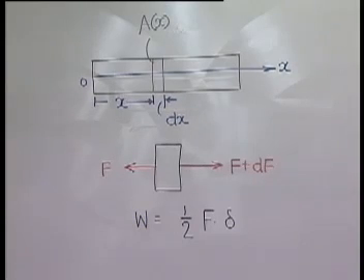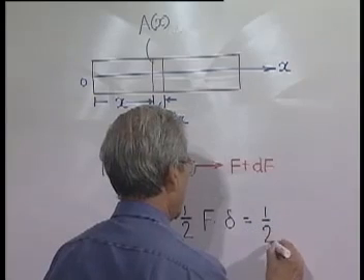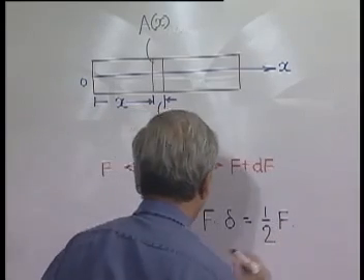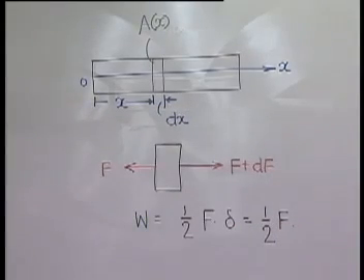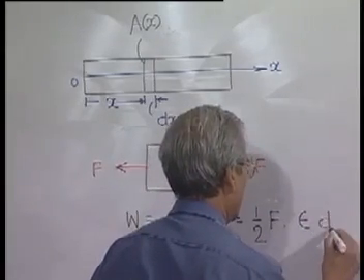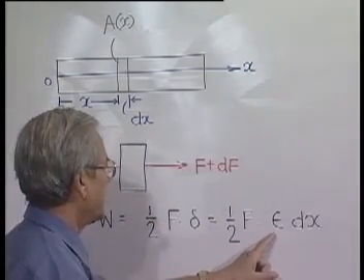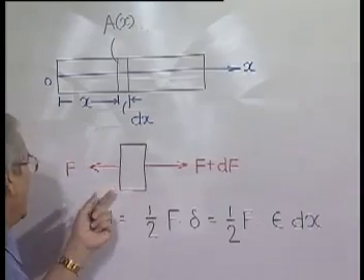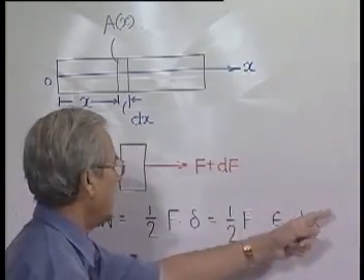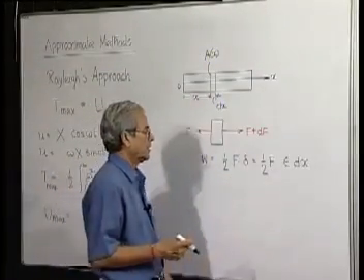How much is the elongation? Elongation is nothing but its strain into its length. The length of the element is dx. So if the strain here be epsilon and the length of the element be dx, then this is the amount of elongation, and the force into that gives the work done.